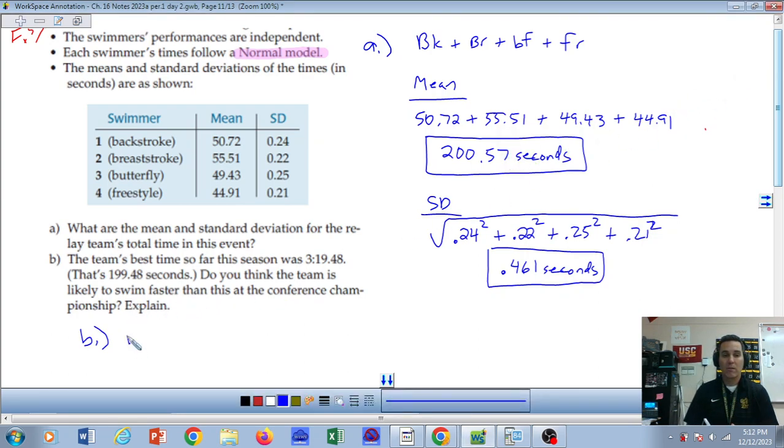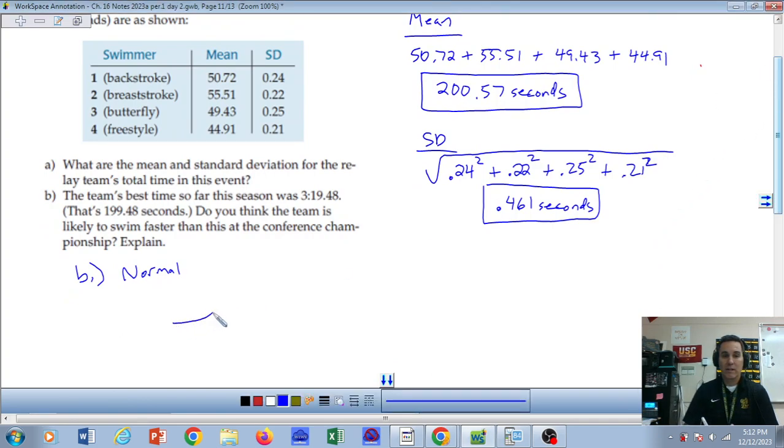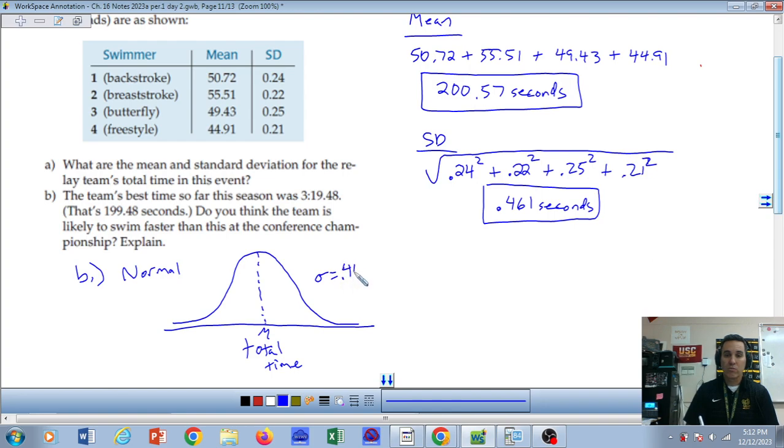So our normal model, pretending that it is the normal model for the total time of all these swimmers, we know has a mean, the middle, of 200.57 seconds. And the standard deviation we already calculated was 0.461 seconds. So we know the middle is 200.57, and we know the standard deviation is 0.461. With that information, we should be able to calculate some probability.